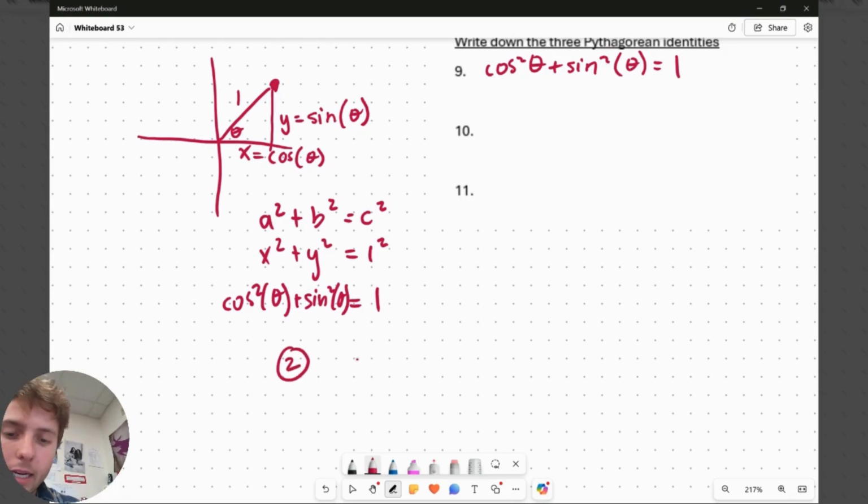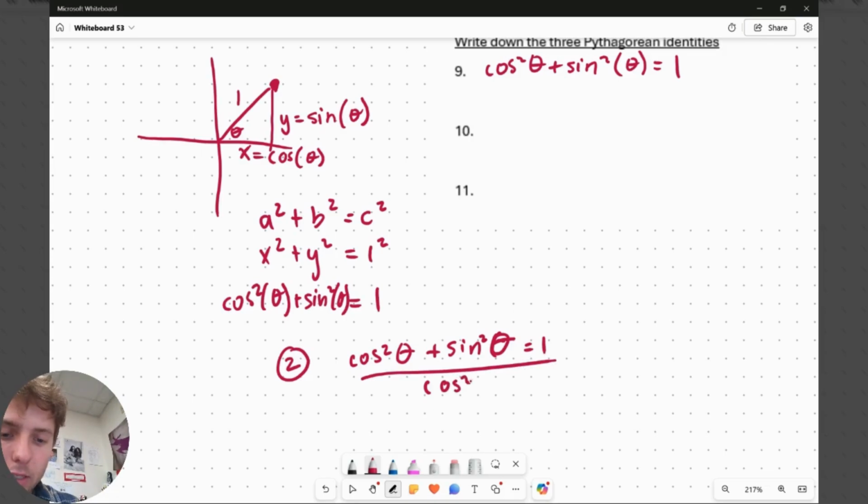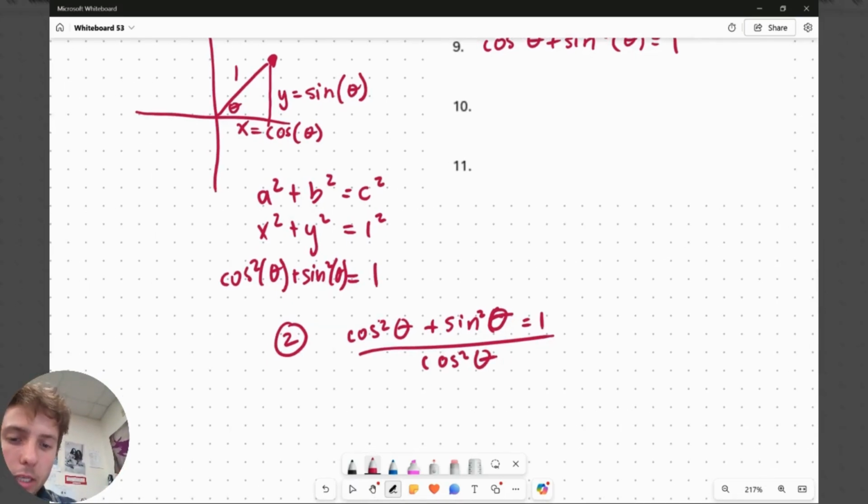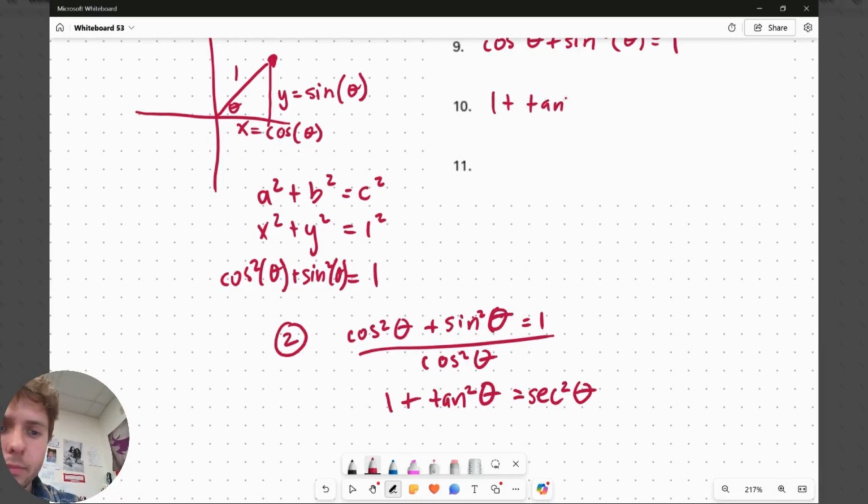In order to find the second identity, let's say that we want to change it, and I'm going to change it by dividing. I'm going to divide this entire thing by cosine squared. Cosine over cosine would cancel out, just giving us 1. Sine over cosine, I know, is tangent. Since they're both being squared, it's tangent squared. But the last part, I also have 1 over cosine, and 1 over cosine is the same thing as secant. So now I've made my second identity.